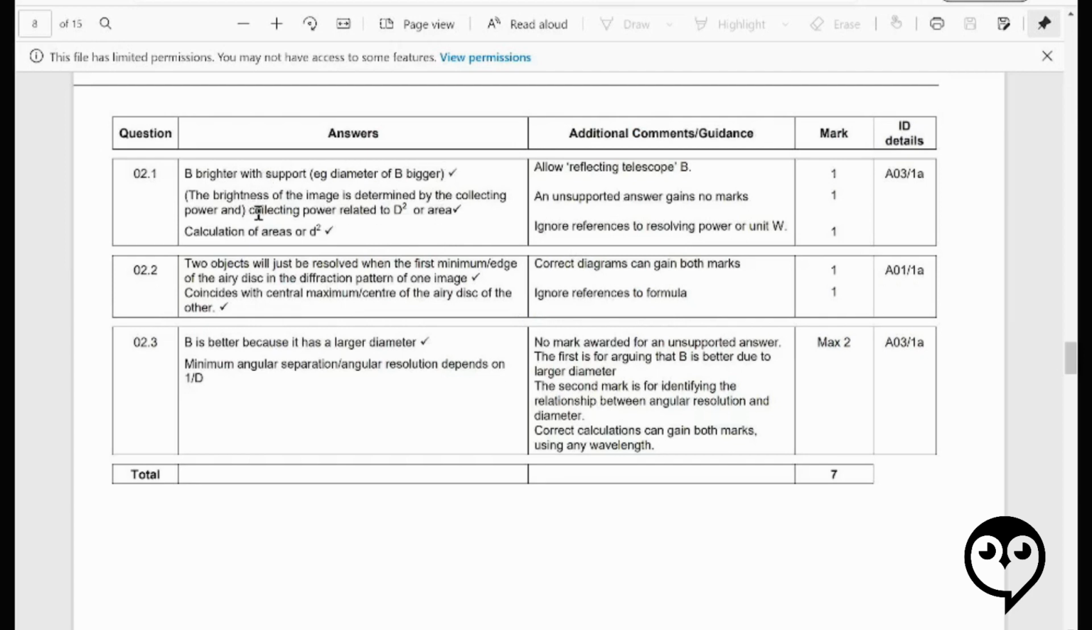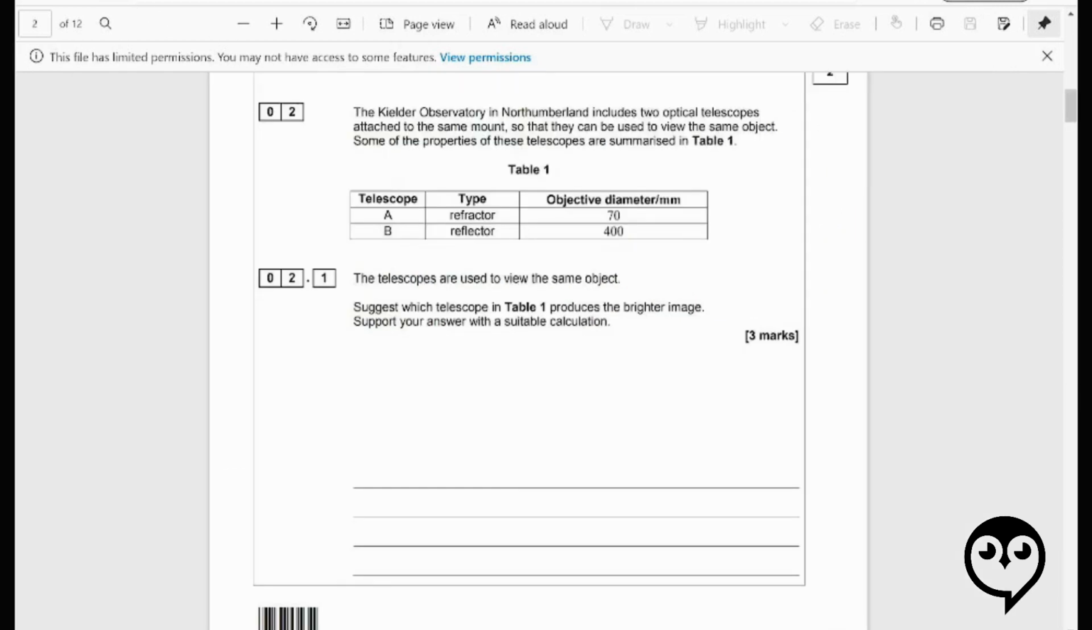So what would you say? The brightness is related to the d squared or to the area. You could do a calculation of the areas or d squared. I guess you get a mark for actually doing that. It says an unsupported answer gains no marks, so you can't just say it's B. You could say B's got a greater area or a greater diameter, but I missed this: support your answer with a suitable calculation. So 1 mark. Show the calculation then.